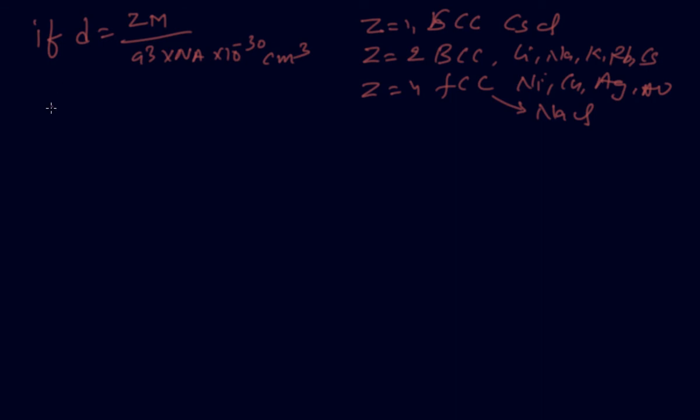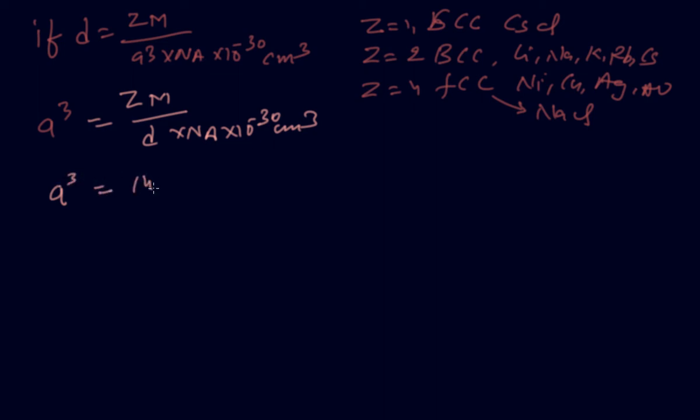Now come to this formula. Suppose D is equal to ZM divided by A cube Na times 10 to the power minus 30 centimeter cube. If he asks you for A cube, then you go with A cube, putting Z, M, D and Na. Suppose by putting the values, A cube is coming 14.48. I am just taking an example, times 10 to the power minus 24.